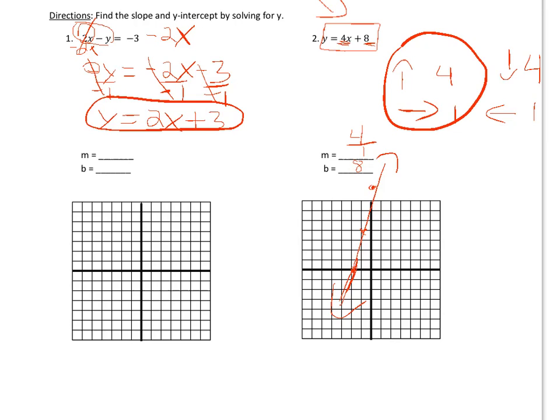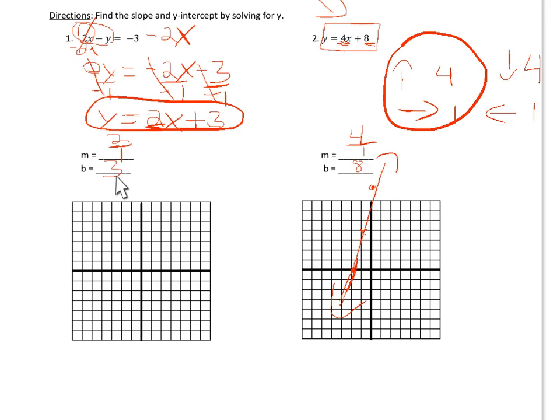Now I have it in slope-intercept form. M is this right here, 2 over 1. I always write it as a fraction because I do rise over run. B is this right here, the positive 3. So now it's a piece of cake. Should be real easy to graph.